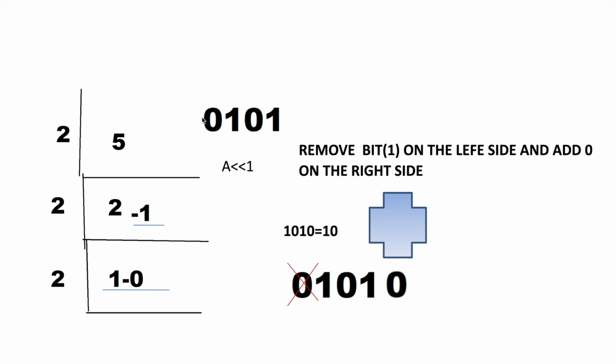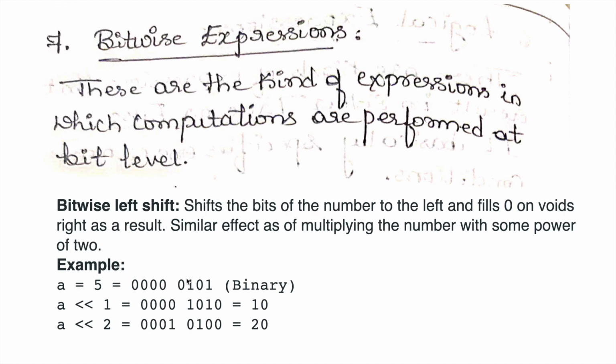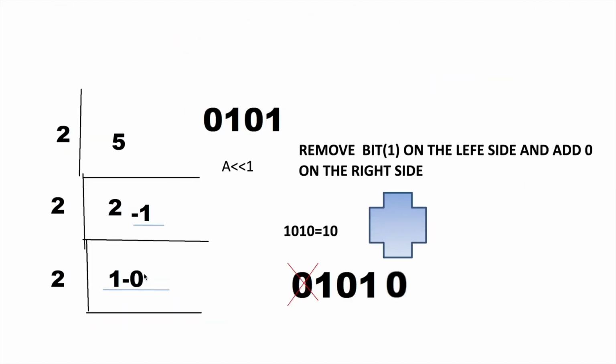But I appended 0 on the left, the least significant bit side. Why did I do that? Because I told you I grouped the bits in 4 bits. I got only 3 bits, 101, but I need 4 bits. That's why I appended 0 on the left. This is the LSB and the rightmost bit is the MSB. You know that.